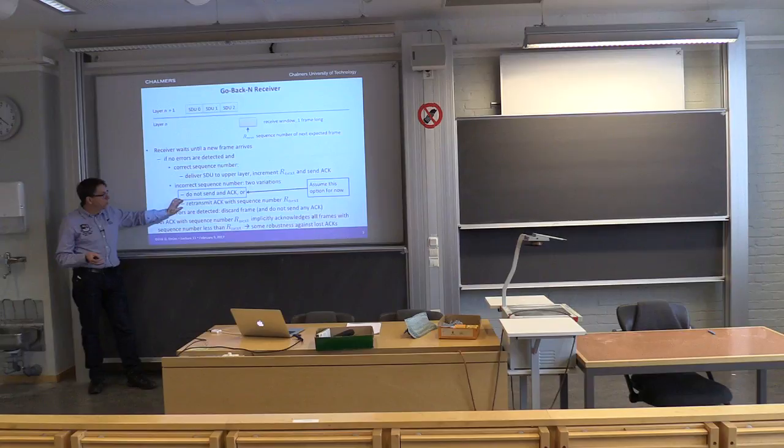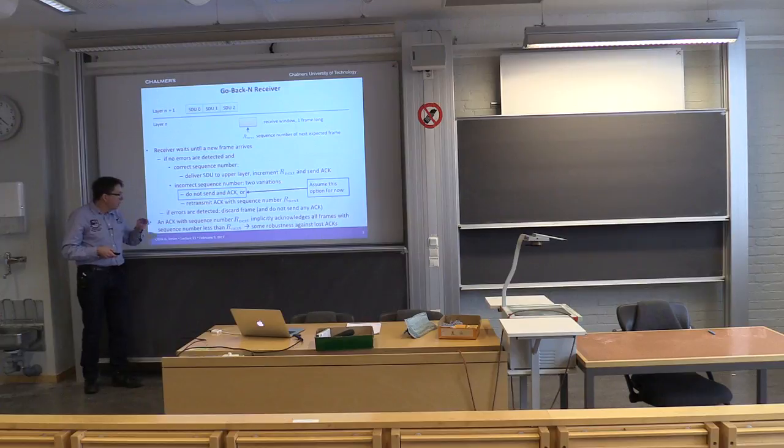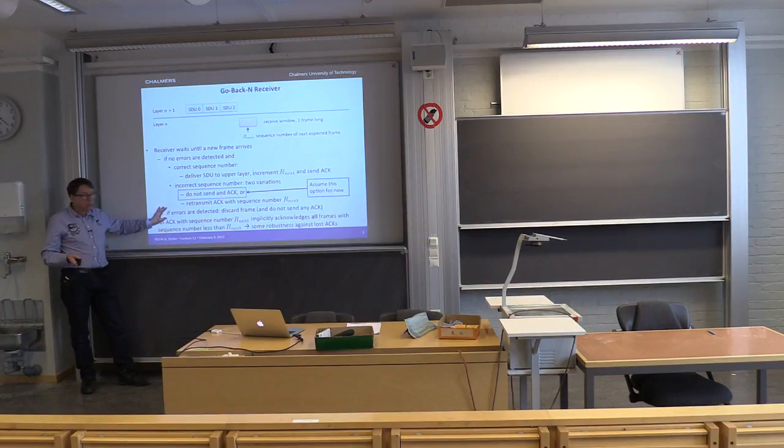However, for the sake of explaining the protocol now, we will assume that we do this, which means that the receiver receiving a frame which is error-free, which is good, but has the wrong sequence number, will simply throw it away and do nothing. If errors are detected in the frame, we simply throw it away because we can't trust much of it. So this is the safest thing to do. So we just throw it away.